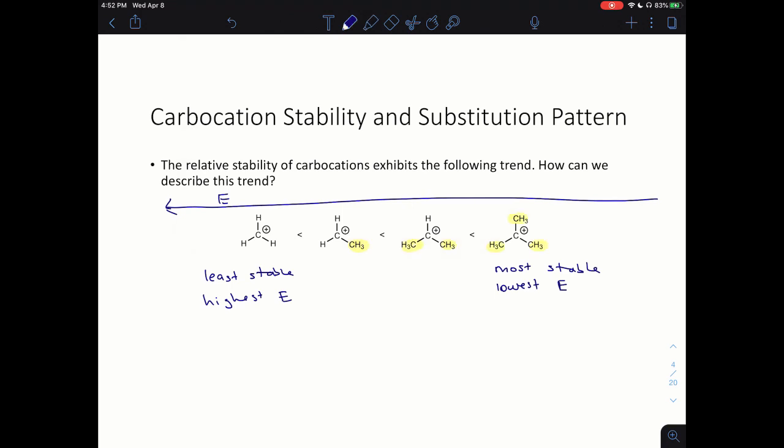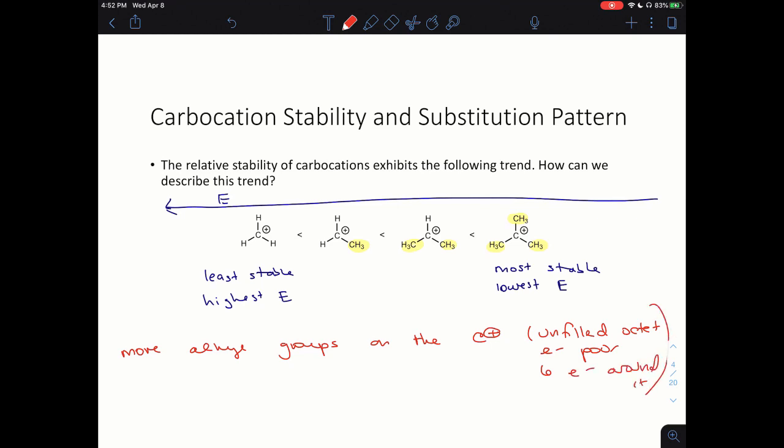While I've been rambling, hopefully you can see that these H's are being replaced by alkyl groups. So what we can see here is more alkyl groups on the carbon with the positive charge. This is a carbon with an unfilled octet. It's electron poor. It only has 6 electrons around it. The more alkyl groups on the carbocation carbon, the more stable the cation is. So that's how we can describe this trend, okay?